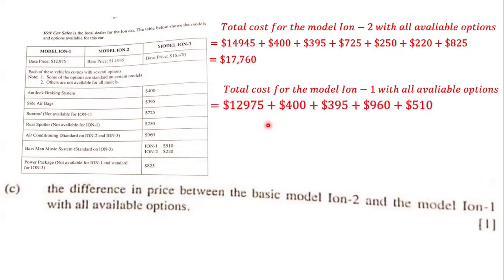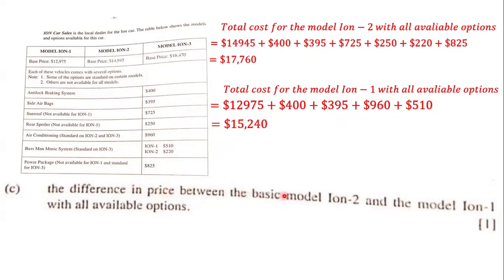Now, the total cost for model Ion 1 with all its available options, we saw this before in a previous question. The answer is $15,240. $12,975 is for the base price. The $400 is for the anti-lock braking system. The $395 is for the side airbags. The $960 is for the air conditioning. And the $510 is for the Bassman music system. And when we add them all together, we get $15,240.